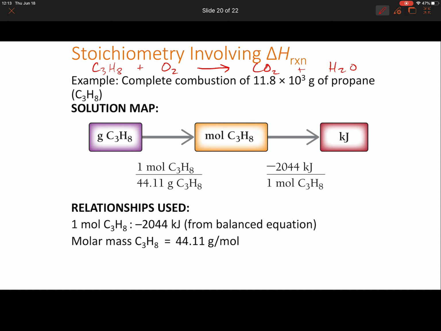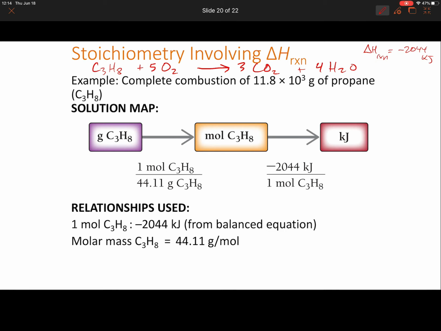Now we should balance that, and when we balance it, we get that there's 5 O2s that have to react, 3 CO2s, and that makes sense because there's 3 carbons in our propane, 4 waters, that's 8 hydrogens, and there's also 8 hydrogens in our propane, so that helps, and then making the O2 match all the O's. This has a delta H reaction of negative 2044 kilojoules for every mole of propane, for every 5 moles of oxygen, for every 3 moles of CO2, etc.